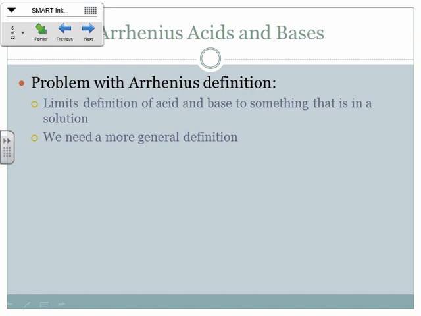The problem with the Arrhenius definition is it limits the definition of an acid and base to something that's in a solution, which again, most of the time in this class, that's what we're going to be talking about. But when you breathe in hydrochloric acid gas, HCl gas, that does not increase the H plus ion concentration in a solution, but it's still going to burn your nose. Okay, it still acts like an acid.